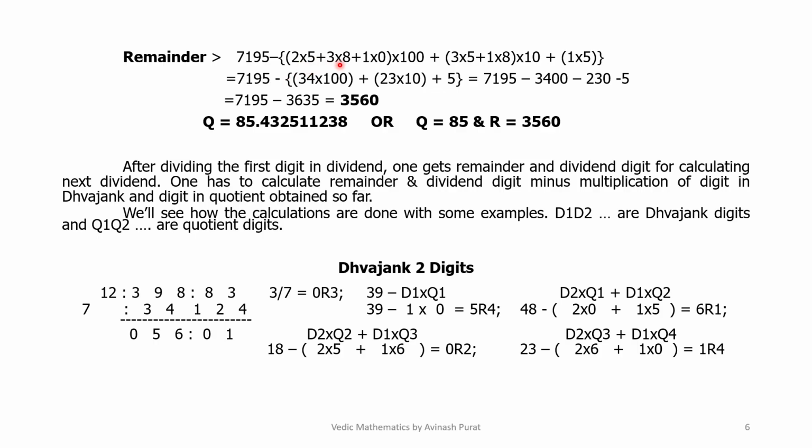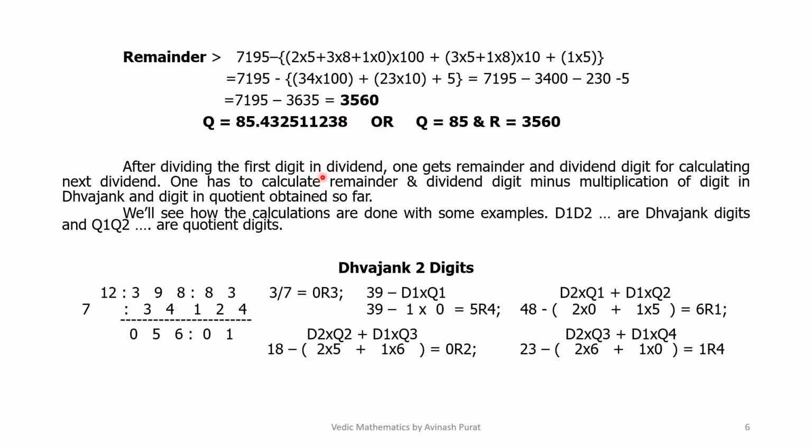25 plus 24, 10 into 24 is 34, so 34 into 100. 15 plus 8 is 23 into 10 plus 5, that is 7195 minus 3400 minus 230 minus 5. So 7195 minus 3635 equal to 3560. So quotient is 85.432511238, or quotient is 85 and remainder is 3560.